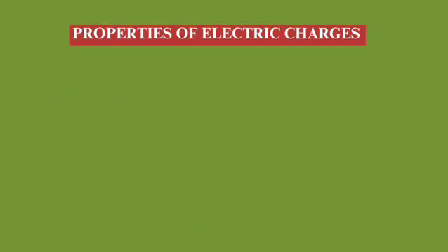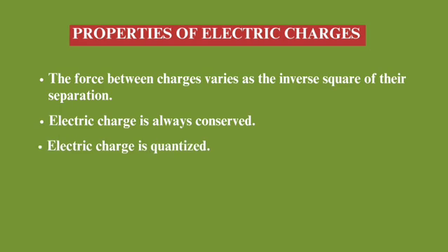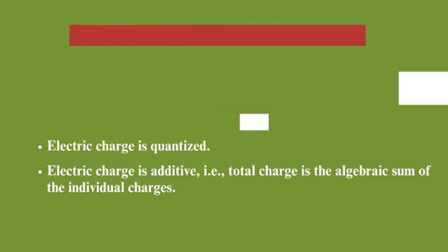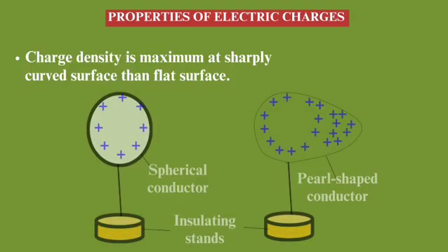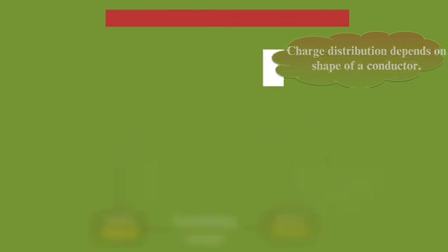Properties of electric charges. The force between charges varies as the inverse square of their separation. Electric charge is always conserved. Electric charge is quantized. Electric charge is additive, i.e., total charge is the algebraic sum of the individual charges. Charge density is maximum at a sharply curved surface than a flat surface. Charge distribution depends on the shape of a conductor.